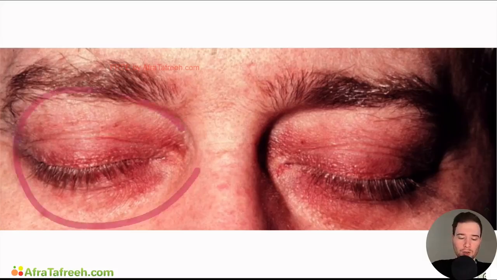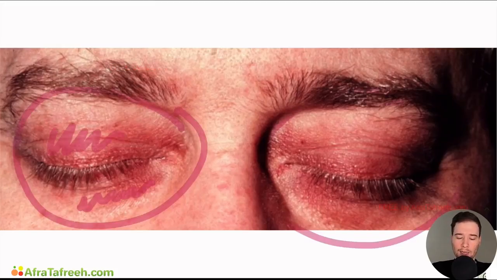And first up is the heliotrope edema or heliotrope rash. And you can see this around the eyes. It's kind of this reddish appearance on the upper and lower eyelids. And the term heliotrope is referring to a type of flower that kind of has a reddish purplish appearance. And that's what they're trying to describe here on the patient's eyelids.